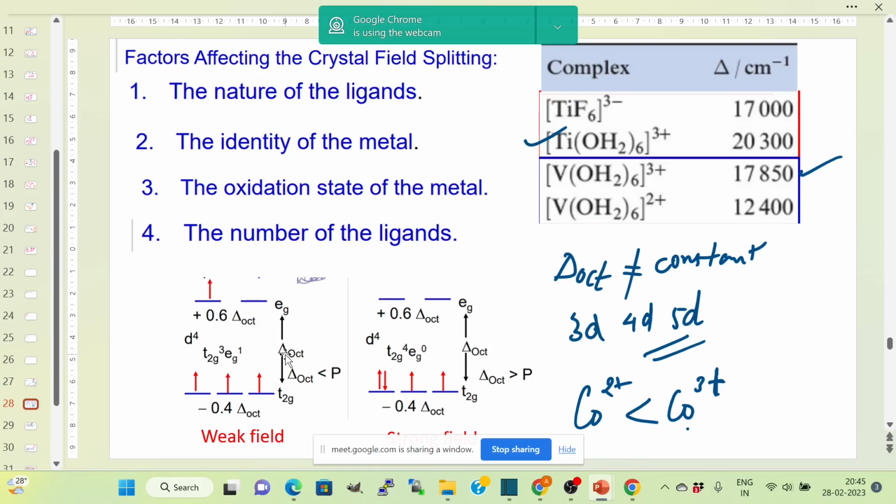This delta O depends on how much splitting is there, right? This is not a fixed value. It will change depending on the nature of the metal, the identity of the ligands, the oxidation state, and the number of ligands. Is it clear?